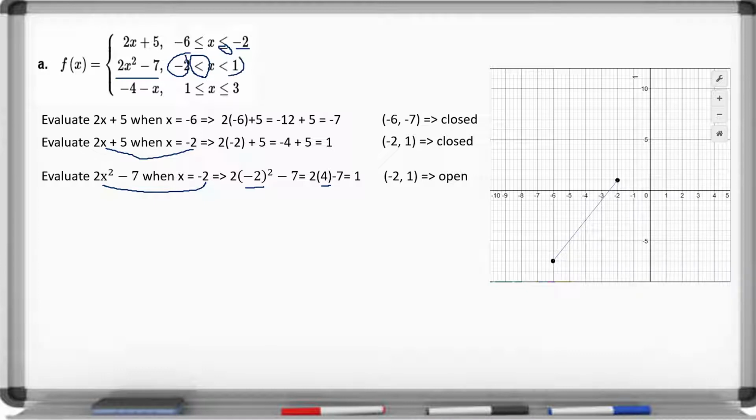Now we're gonna go ahead and plug in 1 into the function. So we're gonna evaluate it when x is 1. Plug that in there. So you get 2 times 1 squared minus 7, which is equal to 2 minus 7, which is negative 5. And those are our coordinates, 1 comma negative 5. And it's open, as mentioned earlier, because there's no bar underneath the equal sign.